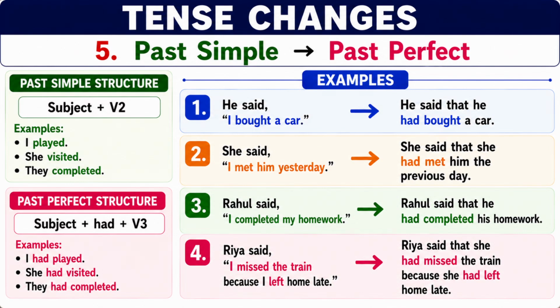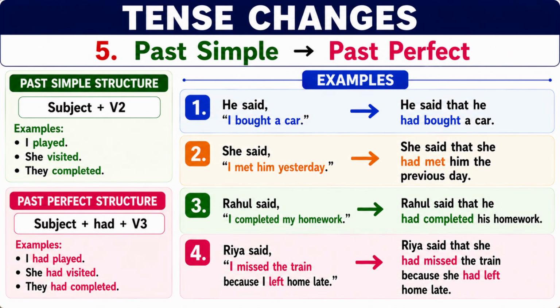Example 1. He said, I bought a car. It becomes, he said that he had bought a car. Example 2. She said, I met him yesterday. It becomes, she said that she had met him the previous day. Example 3. Rahul said, I completed my homework. It becomes, Rahul said that he had completed his homework.